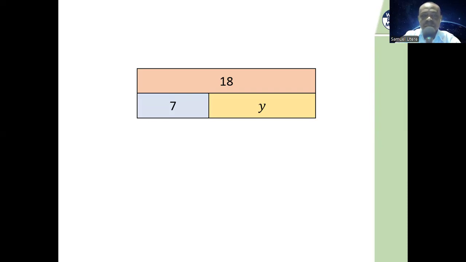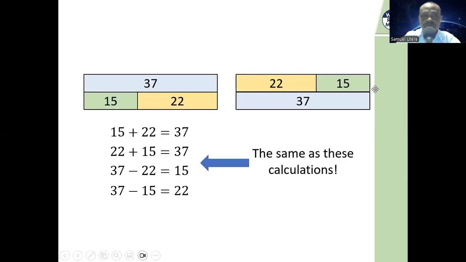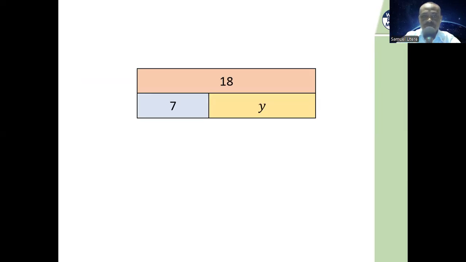What facts can you find from this? Thinking about what we did before with the numbers. So going back to the numbers. What facts can you find? I'm sure these are the facts you can find. You can say 7 add y is equal to 18. Remember, we always add the bars. And addition is commutative. So we can just switch the 7 and the y around.